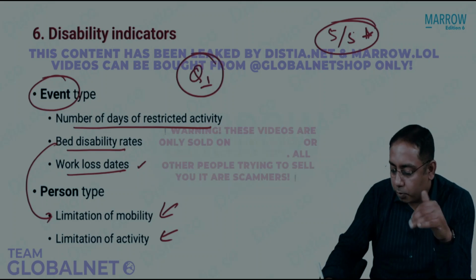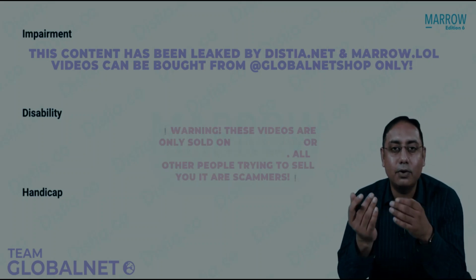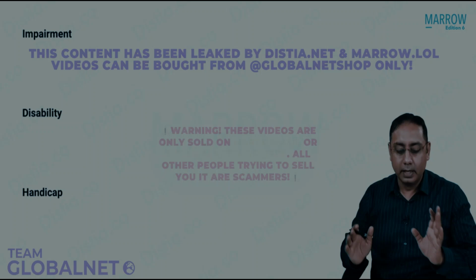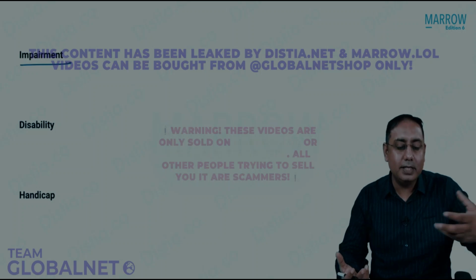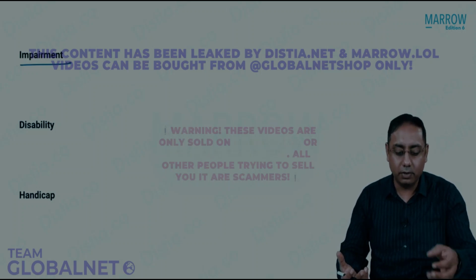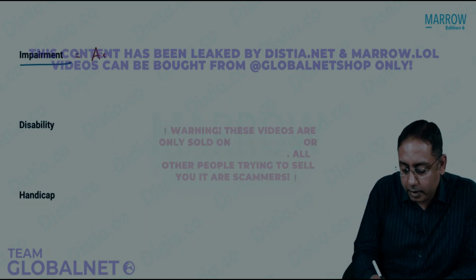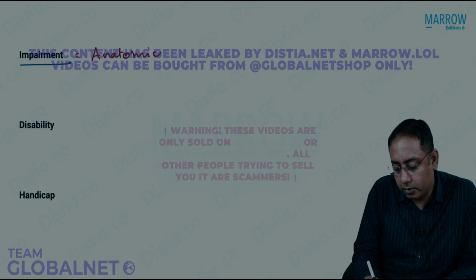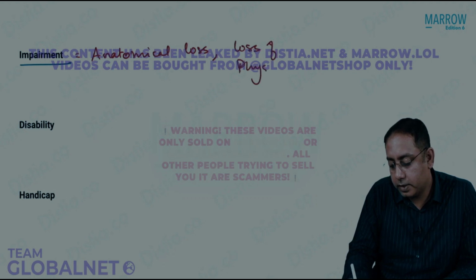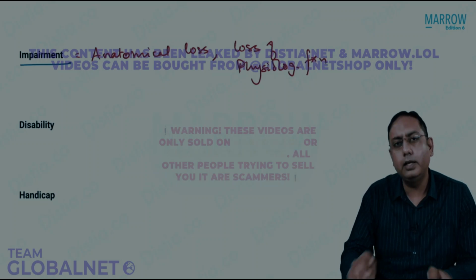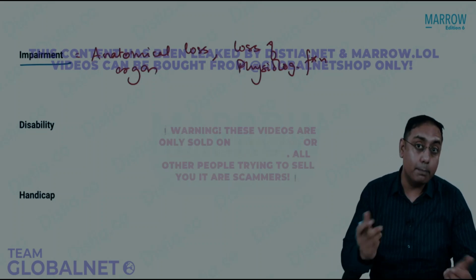Next in line, to understand a little bit more about disability, you need to understand what actually is a disability. How is it different from impairment, disability and handicap? See, impairment. What do you mean by impairment? Impairment means something which is wrong. Your machine is impaired. Your device is impaired. We don't say my device is disabled. So impairment is anatomical loss or loss of physiological function. Any loss of anatomical organ, or loss of physiological function, that is impairment.